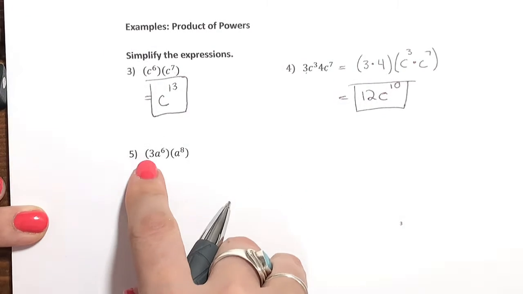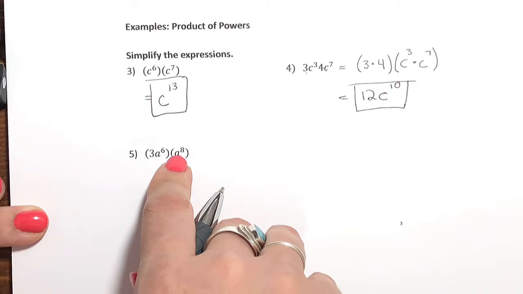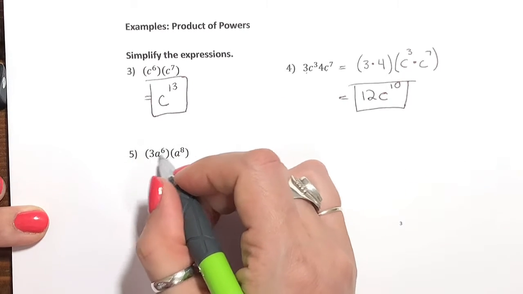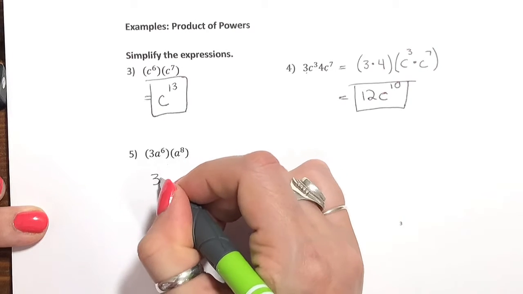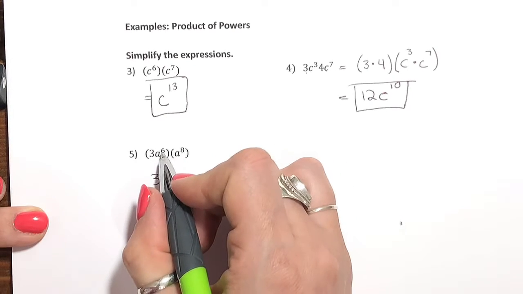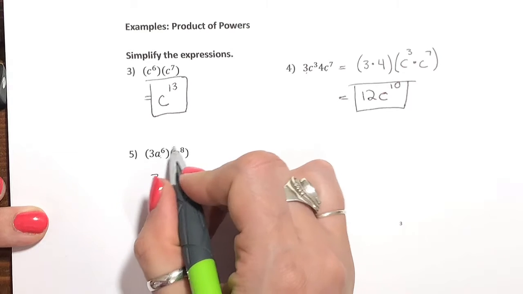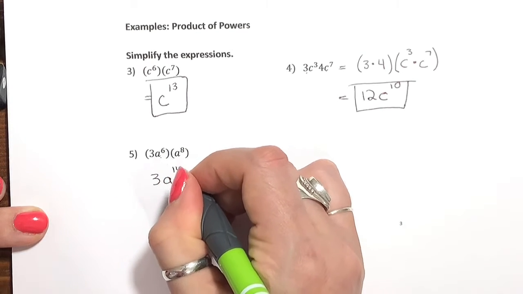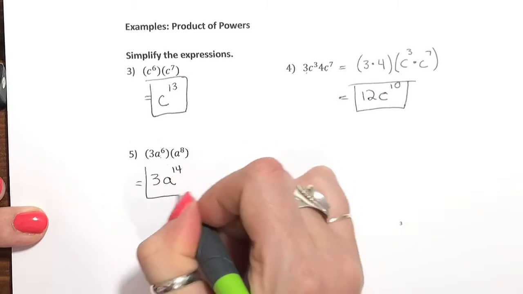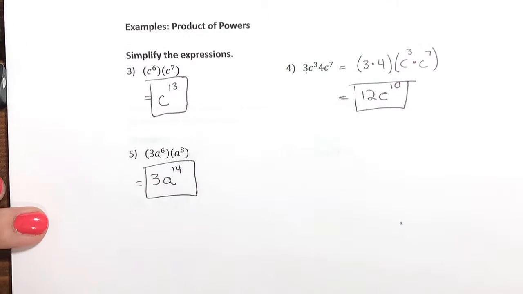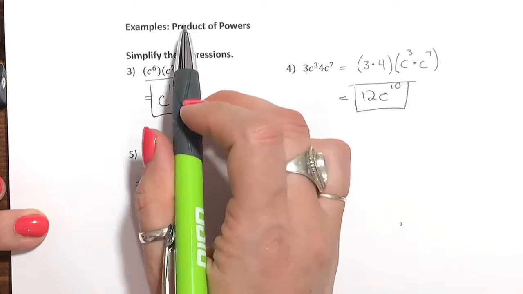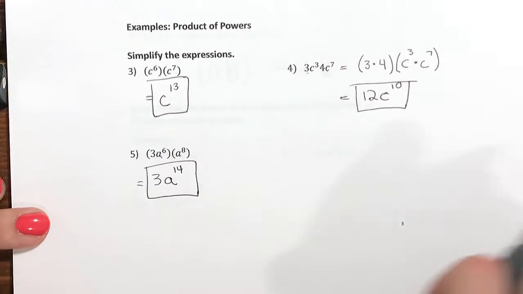Okay, on this one we have a coefficient of 3, and then this one doesn't have a coefficient. It's technically 1, but we just don't write it. So I don't have another number to multiply with the 3, so I'm just going to keep it a 3, but then for our base a's, we can add those exponents. So 6 plus 8 is 14, so we get a to the power of 14, and that would be your answer. So that is the product of powers. That's what you do when you have the same base being multiplied, and remember, product means multiplication.